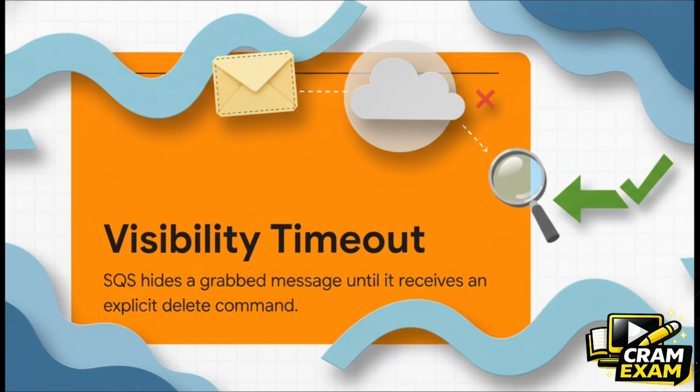This brings us to a really crucial point, understanding that visibility timeout. You see, when a consumer grabs a message from SQS, SQS doesn't actually delete it, it just hides it. That hiding period is the visibility timeout. SQS is basically just waiting there for your Lambda function to finish its work and send back an explicit delete command, essentially saying, hey, I successfully processed this, please remove it now.